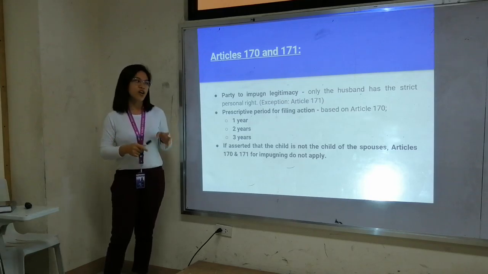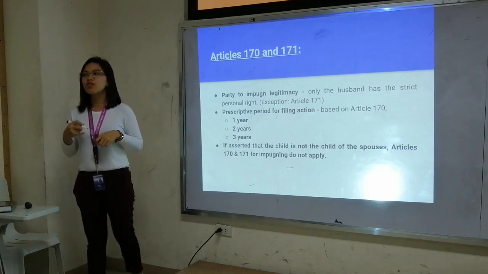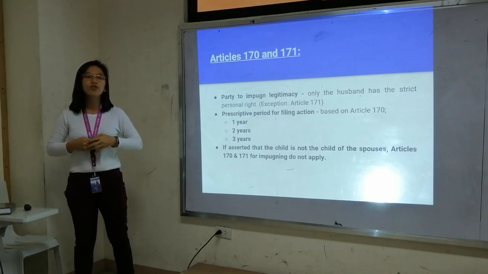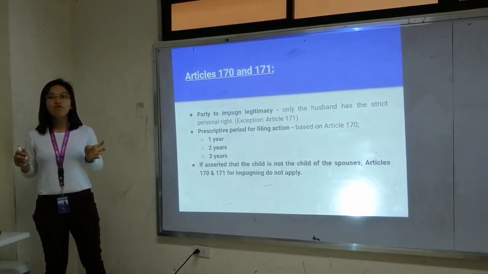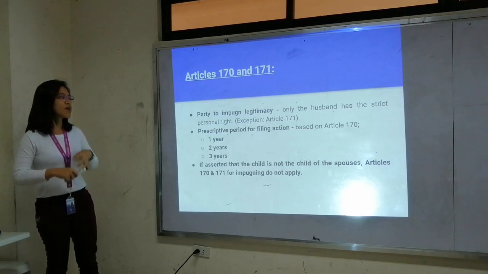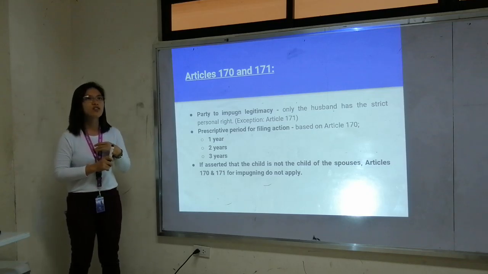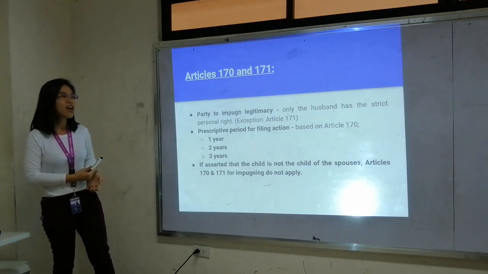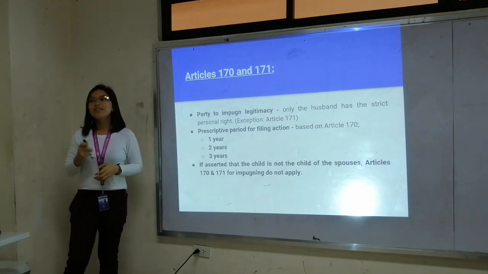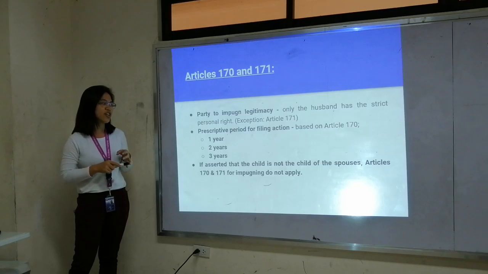So, if ever the birth of the child was concealed, unknown to the father, the law still gives him the right under Article 170 to impugn the legitimacy of the child, whichever is earlier, upon the knowledge of the father or upon the registration. But of course, it still applies depending on where the father resides. If the father still resides in the same municipality and the birth was concealed from him, he still has 1 year. And this 1 year, 2 years, and 3 years still applies, basically upon the knowledge or upon the registration in the city register, whichever is earlier.